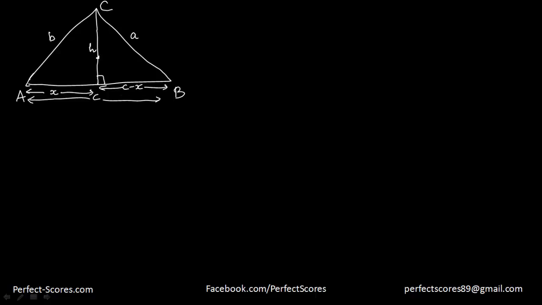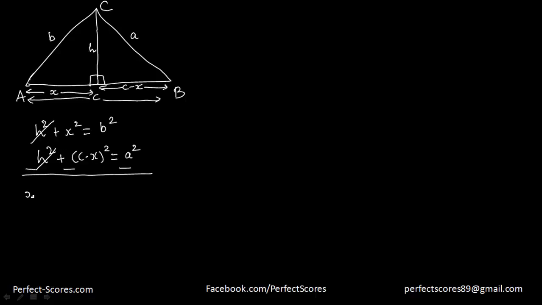And this is, let's suppose, equal to the height h. Now if I use the Pythagoras theorem on the triangle with sides X, h and b, I'll be able to say that h squared plus X squared is equal to b squared. And if I use the Pythagoras theorem on the other triangle, I'll be able to say h squared plus (c minus X) whole squared is equal to a squared. So if I subtract both these equations and eliminate h squared, I'll be able to say that X squared minus (c minus X) whole squared is equal to b squared minus a squared.